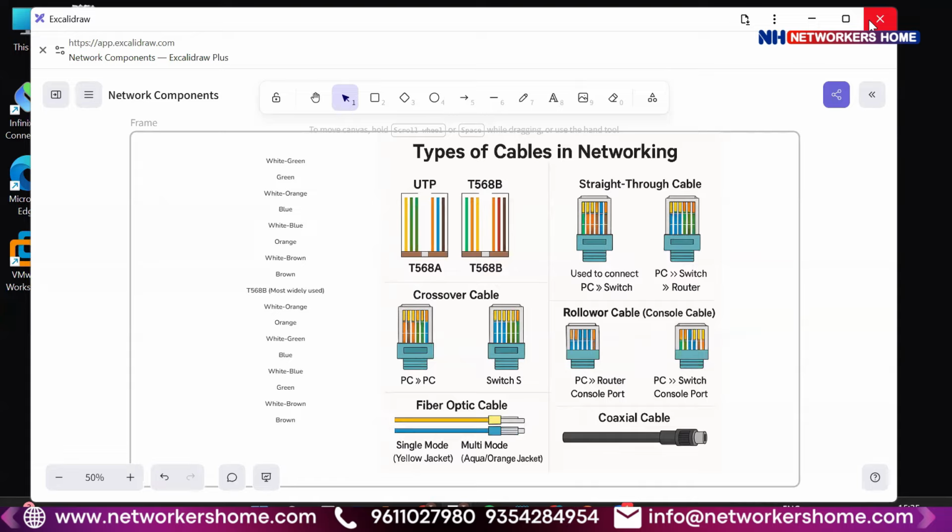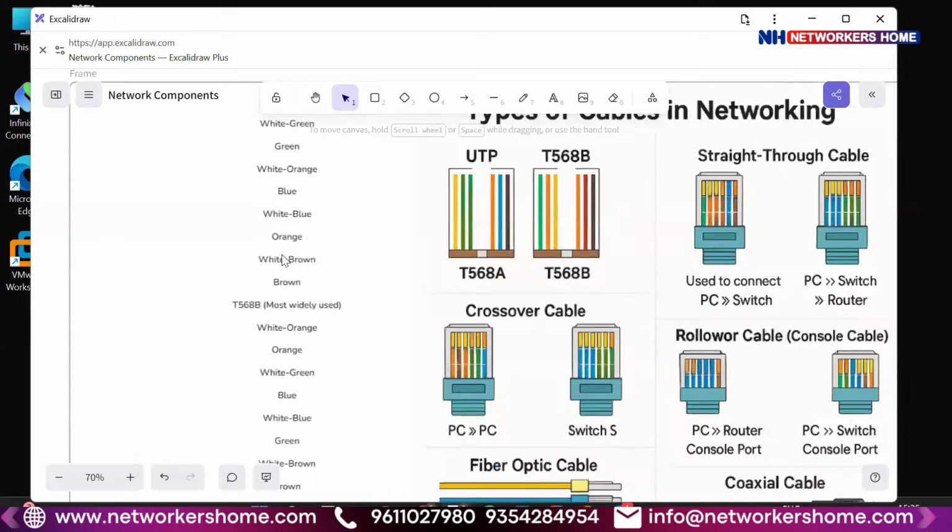Where will my crossover cable come into the picture? Same device. When I want to communicate with the same device, then my crossover cable will come into the picture. Router to router, same device, crossover cable. Switch to switch, crossover. PC to PC, crossover cable. And there are two types of line color combination. Here you will be able to see.